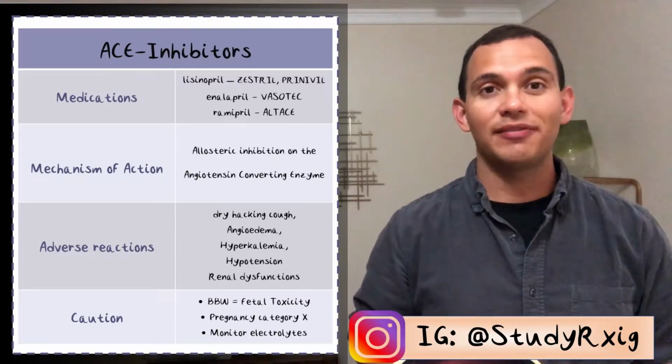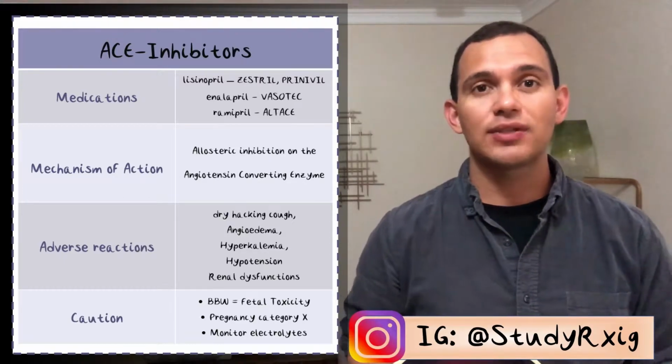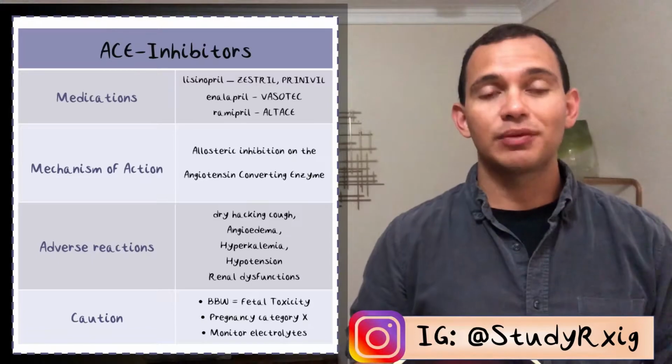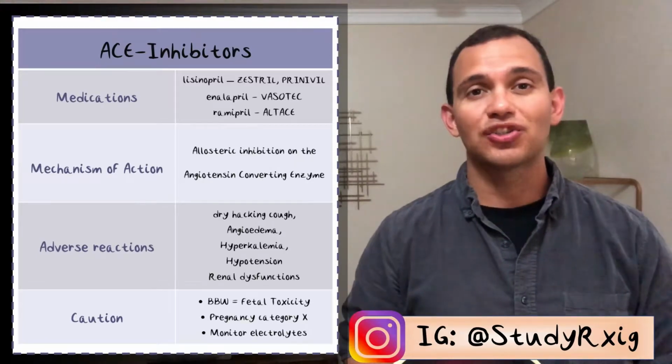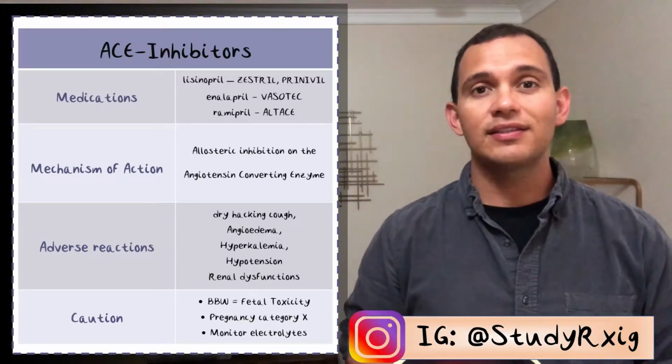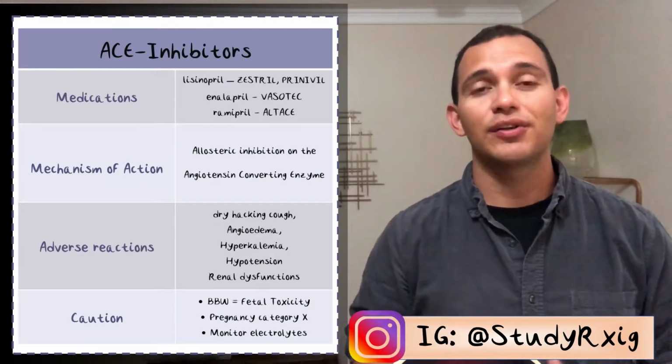The mechanism of action for ACE inhibitors is simple. They have an allosteric action on the angiotensin converting enzyme and lower the production of angiotensin II. The most common adverse effects associated with ACE inhibitors are going to be a strong dry hacking cough. And this is most likely due to the accumulation of bradykinin, which I went over in another video in regards to the RAS pathway.